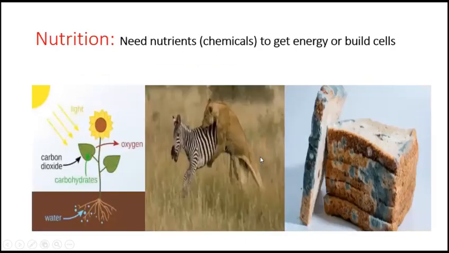Next is nutrition. All living organisms need nutrients to get energy. So, plants get nutrients from light, carbon dioxide, and water, and they carry out photosynthesis, in which they make their own food using these three reactants, that is light, carbon dioxide, and water.